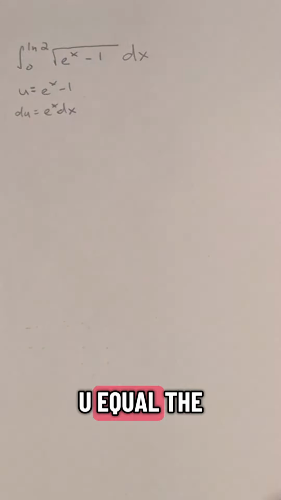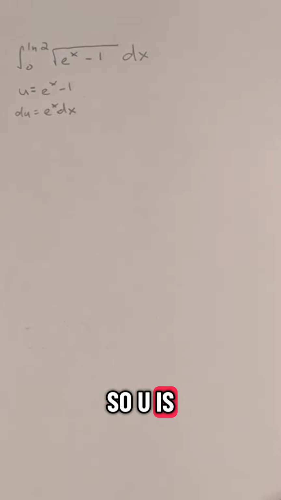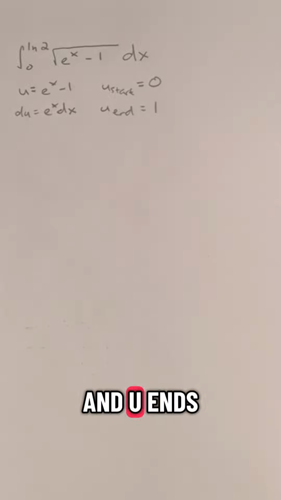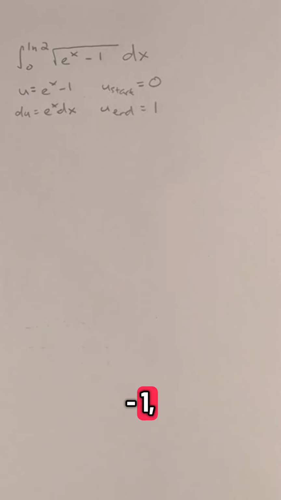I'm going to let u equal the entire inside, so u is e to the x minus 1, and then du is just e to the x dx. If you change your bounds, u is going to start at e to the 0 minus 1, or 0, and u ends at e to the log 2 minus 1, which is just 1.